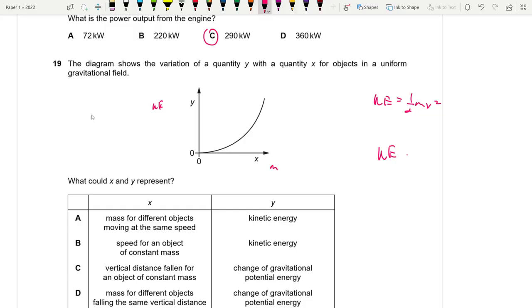KE and velocity, what's the relationship? KE is actually proportional to v squared, right? So remember the graph y is equal to x squared. What does it look like? If you plot a graph of y against x, doesn't it look like this? So yeah, this is actually correct.